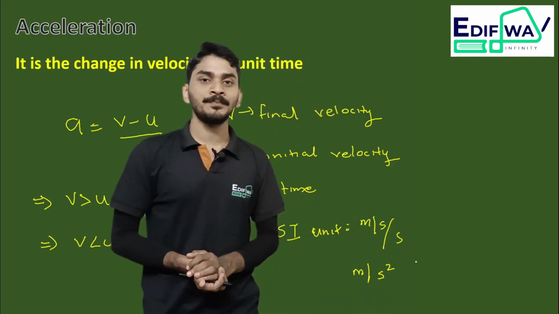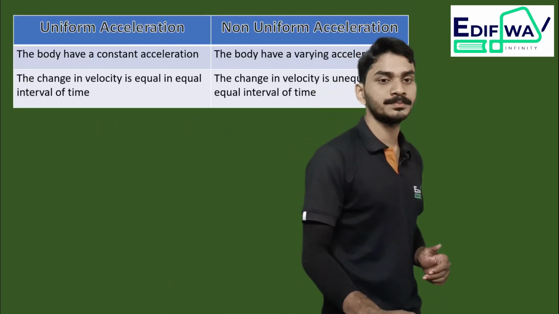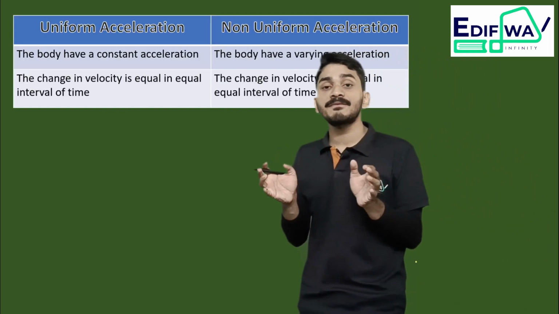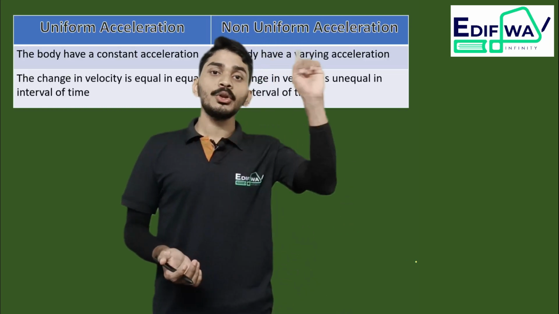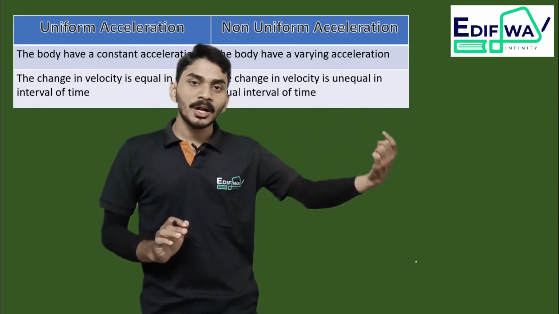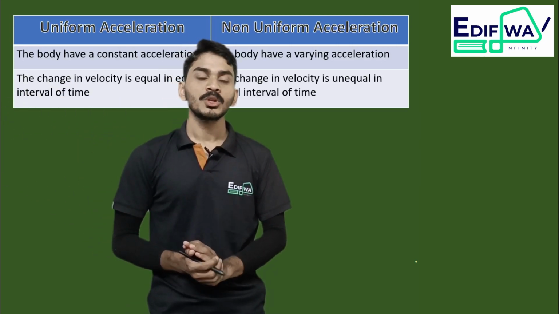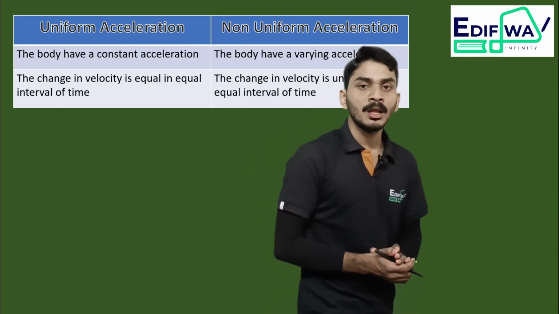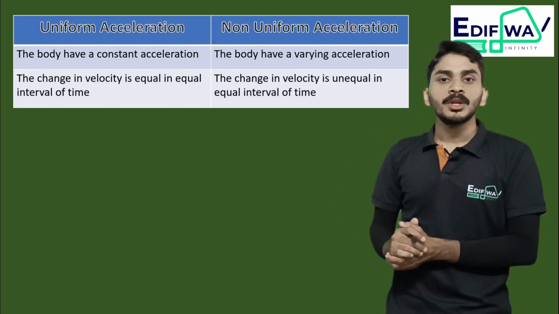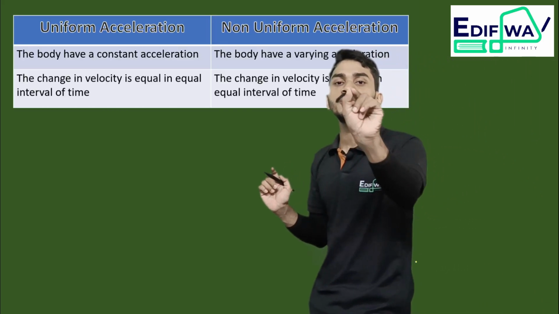Now let's see what is meant by uniform acceleration as well as non-uniform acceleration. Uniform acceleration means the body has constant acceleration. Do you remember we learned about uniform motion and non-uniform motion? The word uniform means constant, and non-uniform means varying. So uniform acceleration means the body is moving with a constant acceleration. There is a change in velocity, and due to the change in velocity the body has acceleration, and the acceleration value of the body should remain constant.